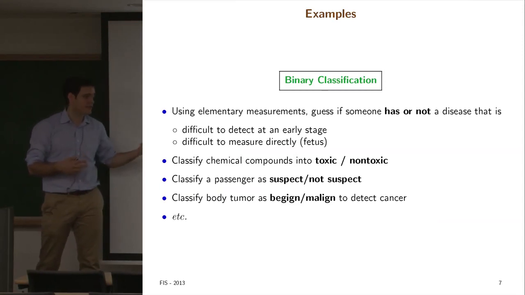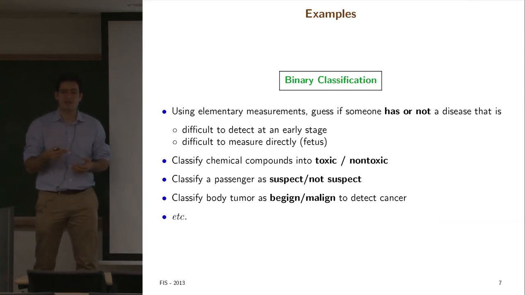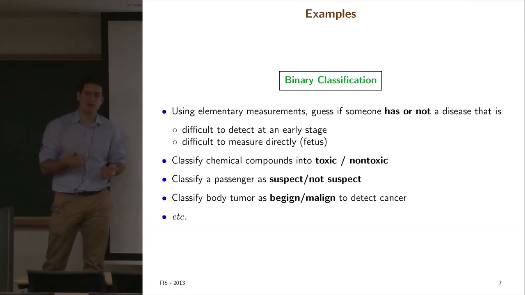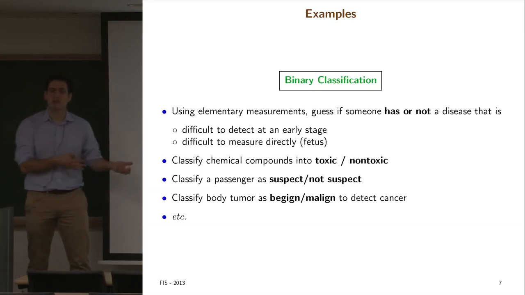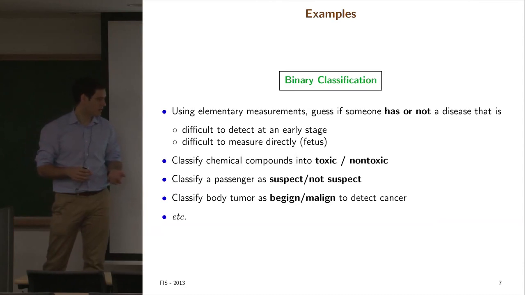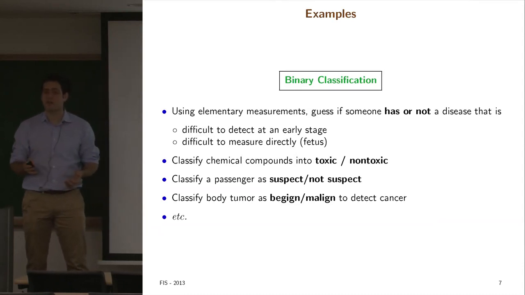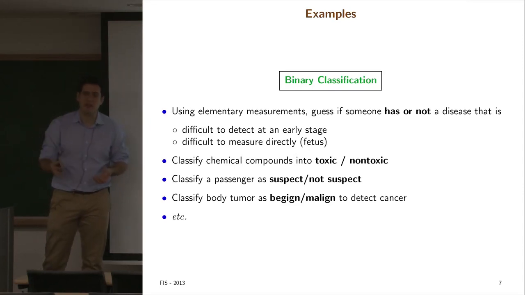So for instance, if you have a fetus in the womb of a pregnant woman, it's usually very dangerous to try to pick any sample from the fetus. You might cause a miscarriage. So in that case, we really don't have access to the information, but we want to predict whether the baby is at risk for some disease. And so in that case, you use classification. So using a lot of information, you can try to guess if that baby has or doesn't have problems. And that's used daily to screen fetuses in an early stage for any kind of disease.